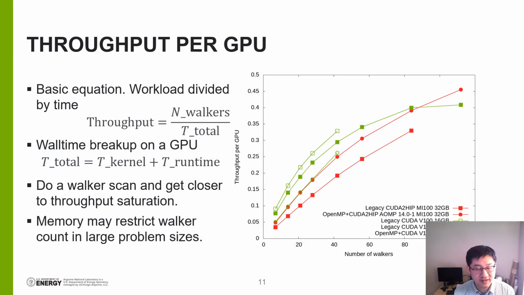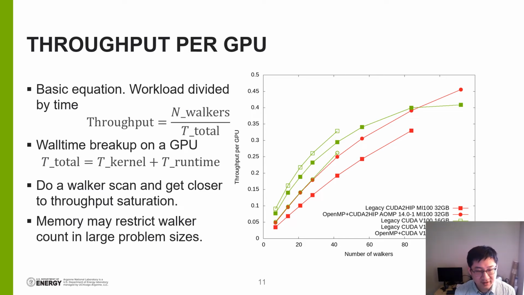In the following slides, performance is defined as the throughput per GPU. A basic equation is workload divided by time. In QMC calculation, for a given problem size, it is the total number of workers per GPU divided by the total time. The total time can be broken up as the sum of kernel time and GPU runtime overhead.